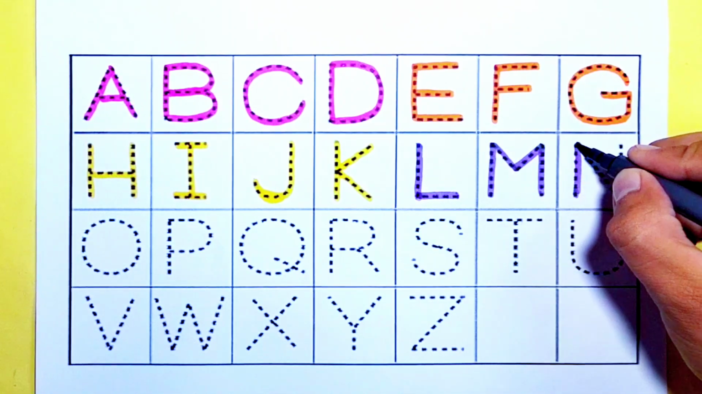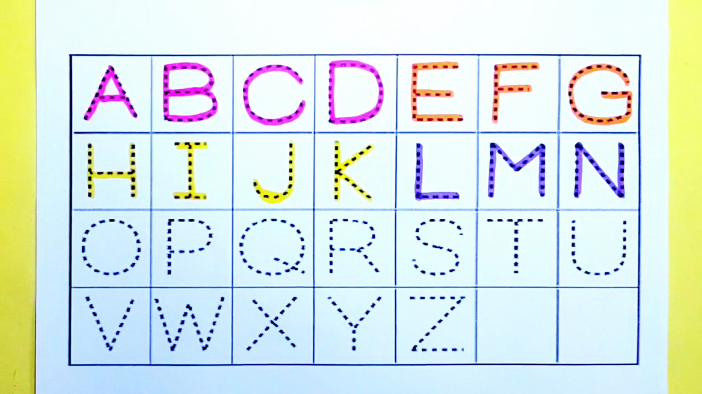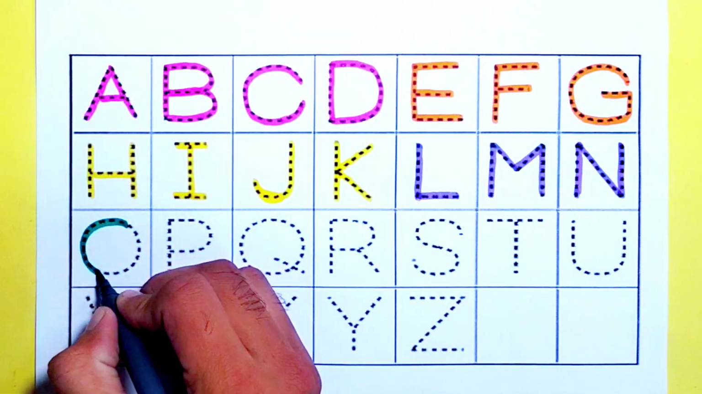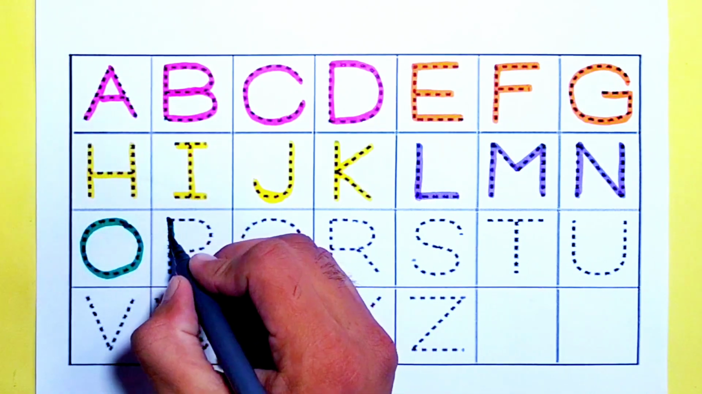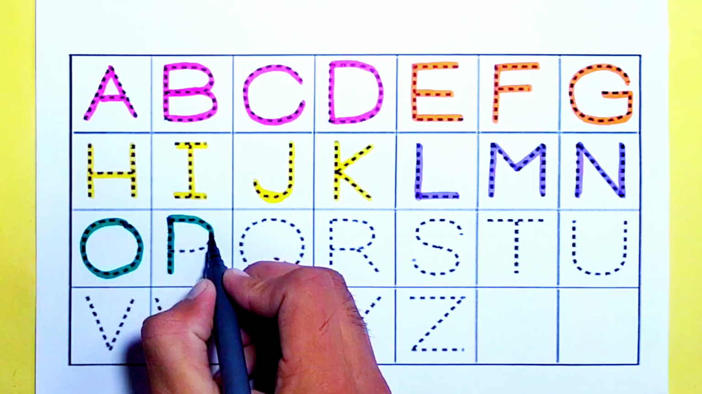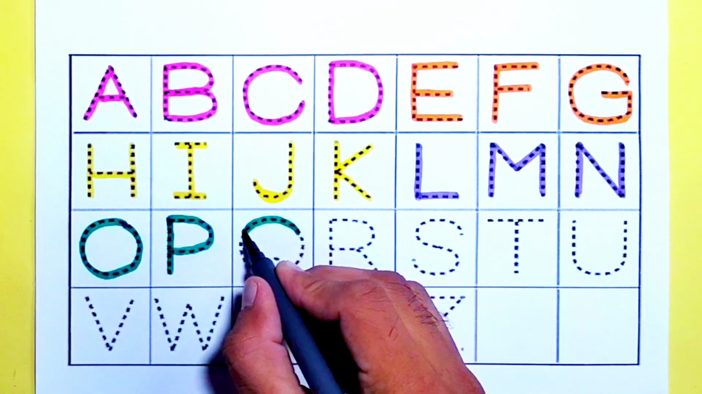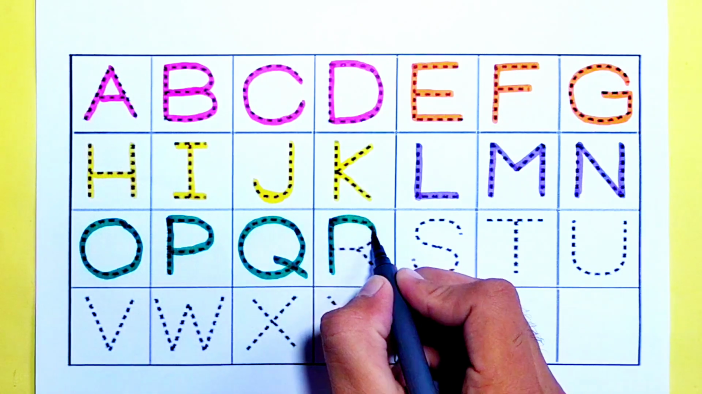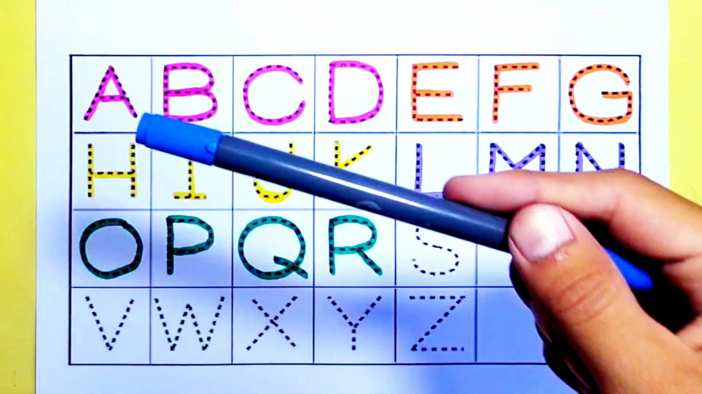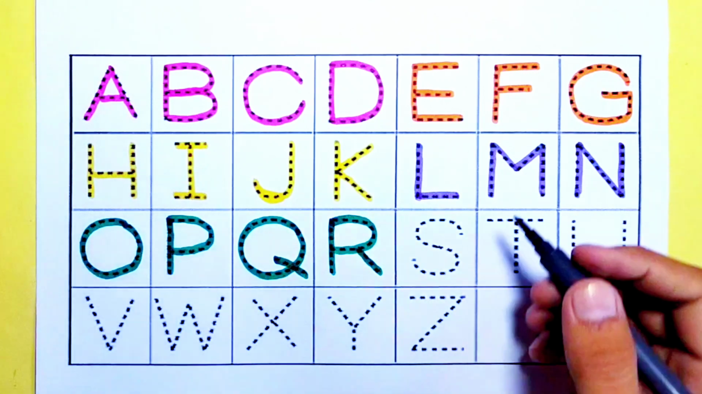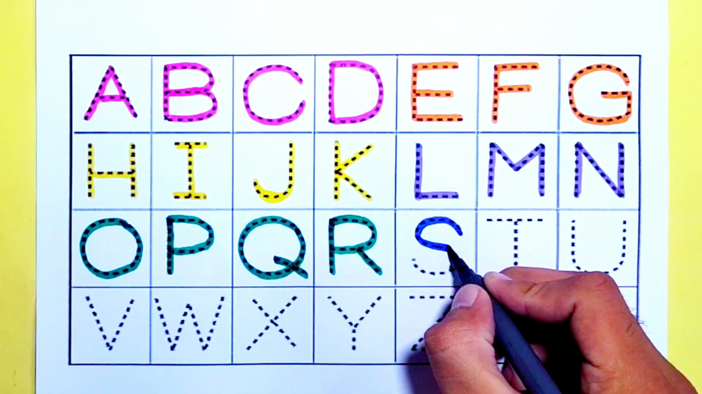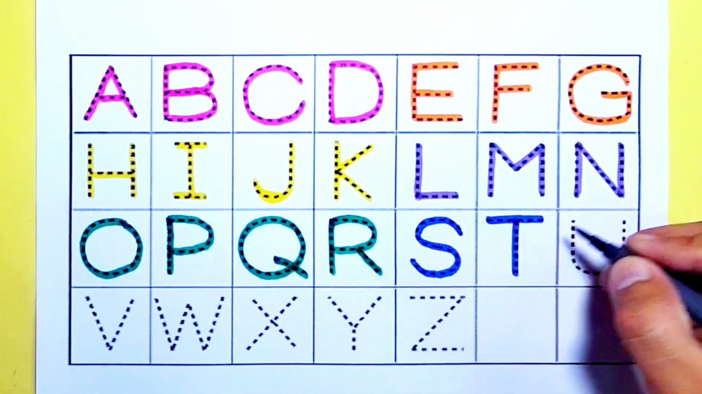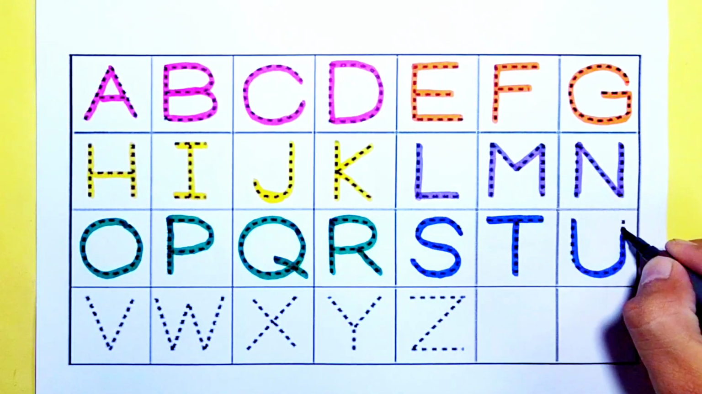N for nose. Dark green color. O for oil. P for packet. Q for quiz. R for rabbit. Dark blue color. S for snail. T for tiger. U for UFO.